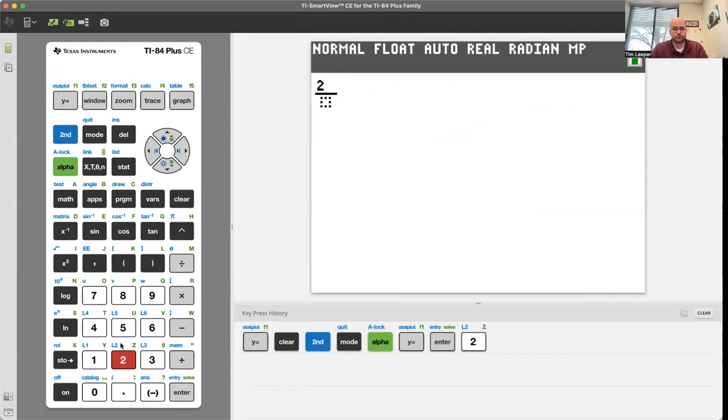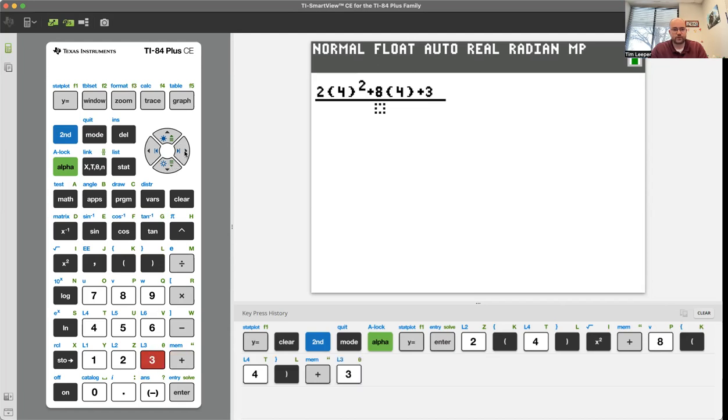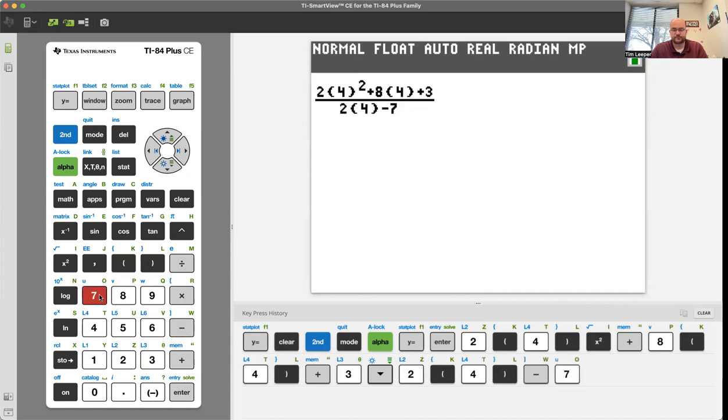So then we do 2 parentheses 4 close parentheses, and the square button is right here. And then plus 8 parentheses 4 close parentheses plus 3. And then either do the right arrow or the down arrow. It doesn't really matter which one you choose. And then go to the denominator and do 2 parentheses 4 close parentheses minus 7. And there you go. That's exactly the way we wrote it down.